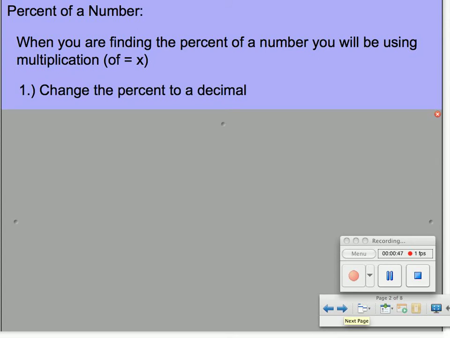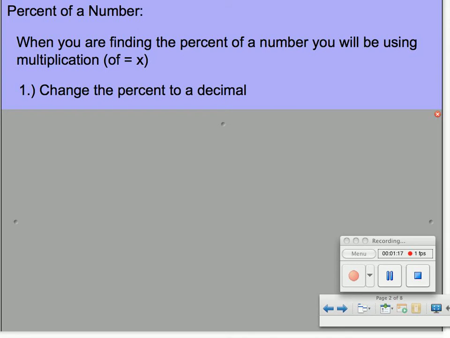The first step to finding the percent of a number is to change the percent to a decimal. We talked about how to do that over the last 2 days. So you're writing down Step 1. Okay, how do I go from a percent to a decimal? How do I do that?